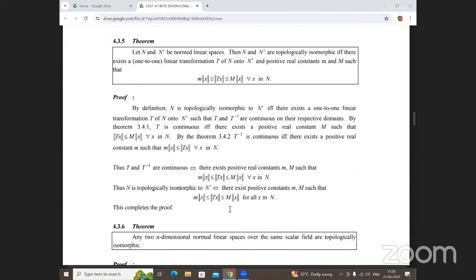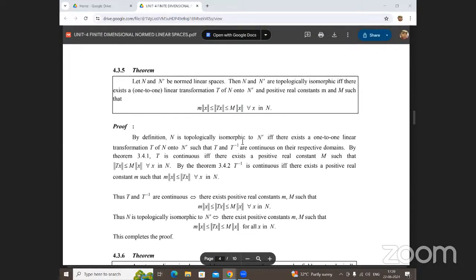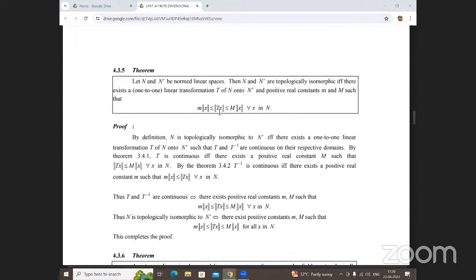Students, now this is also one of the important results. A one-to-one linear transformation, a topologically isomorphic transformation between N and N dash, has its norm lying between the infimum and the supremum. Here small m is the infimum and capital M is the supremum of the values. Now this is one of the most important relations, because the given set is bounded.